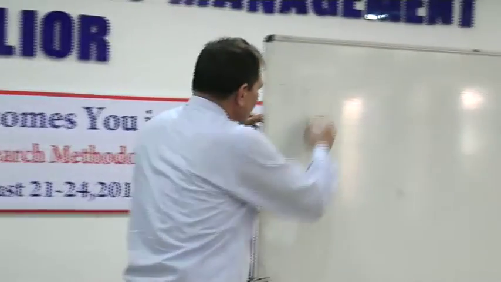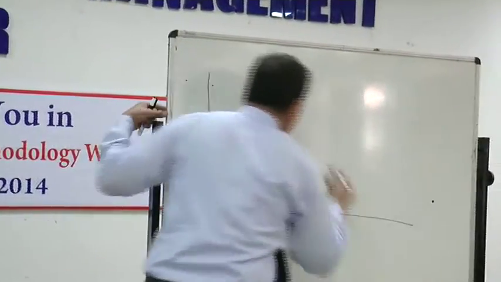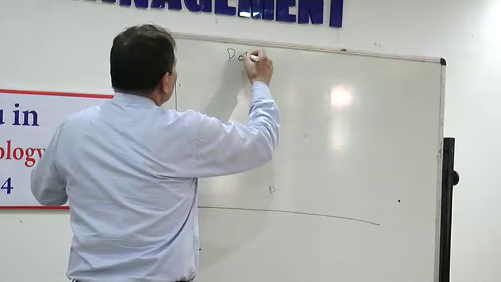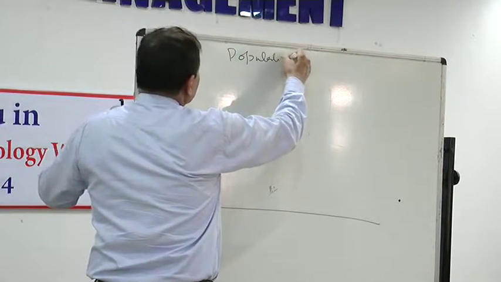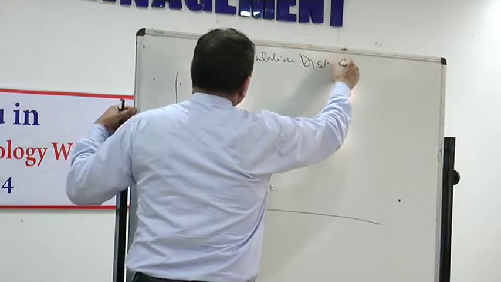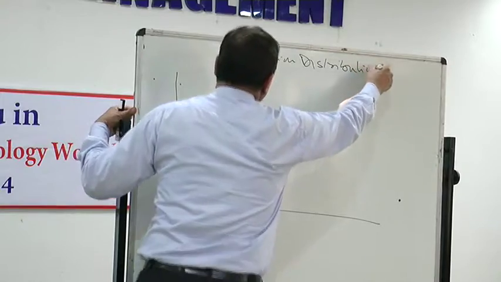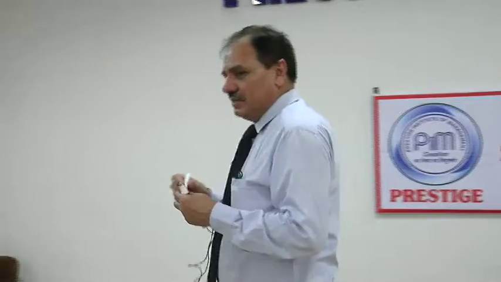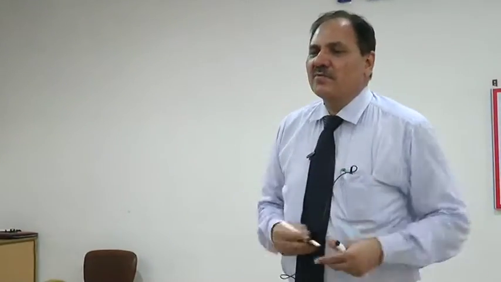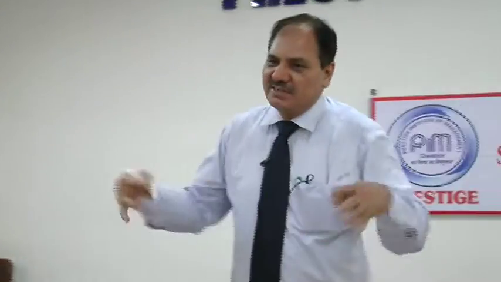Now, if you look at this, this is the population distribution. Our variable of interest, say our variable of interest is repurchase intention.